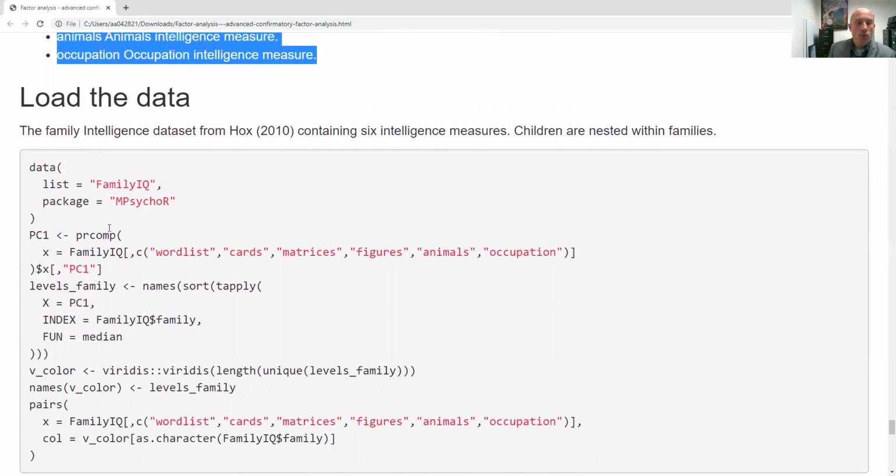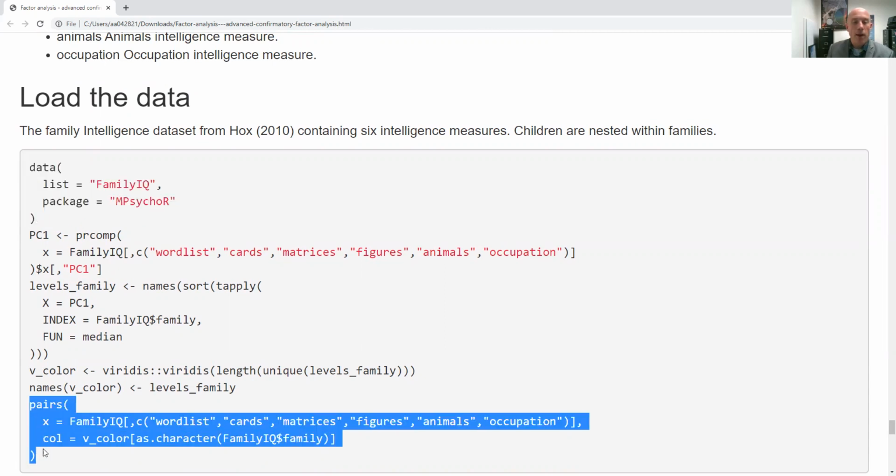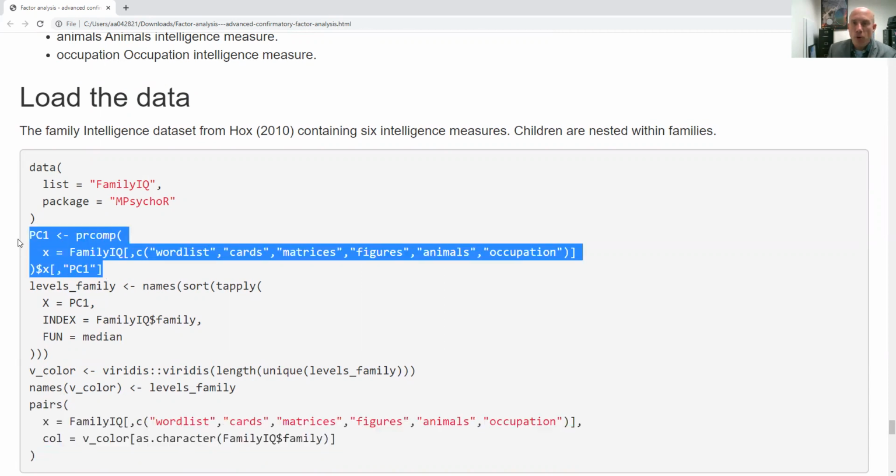First thing I'm going to do, once again, is load the data. Now, I want to visualize the data. I'm going to use a pairs plot in a moment, but I want the colors to be more informative than just black dots. I want more information coming out of this. So I decided to do principal component analysis first, then find the median principal component value for each family, and then use that value to color each family.